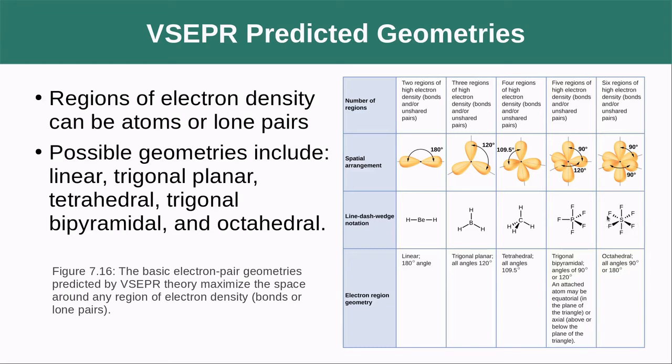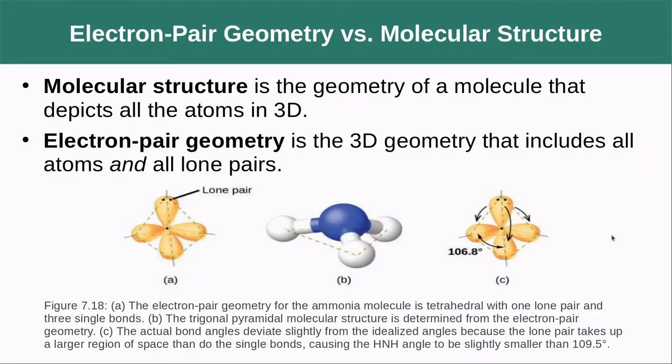Once we get up to 6 regions, we're going to get this octahedron shape where all of our electron regions are 90 degrees apart. Molecular structure is a geometry of a molecule that depicts all the atoms in 3D, but electron pair geometry is the 3D geometry that includes all of the atoms and all of the lone pairs. So here we can see that this is an electron pair geometry because it's got the lone pair described there, whereas here, we're omitting the lone pair and we're only showing these atoms and how they are arranged.